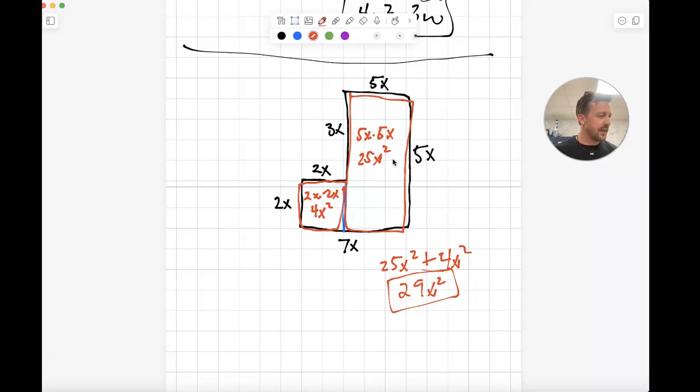And I think that pretty much covers area. I hope it all made sense. I hope you have a great day. And now we're on to Pythagorean theorem. See you soon.